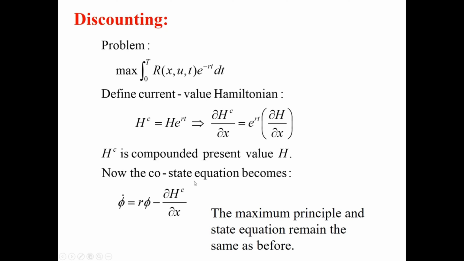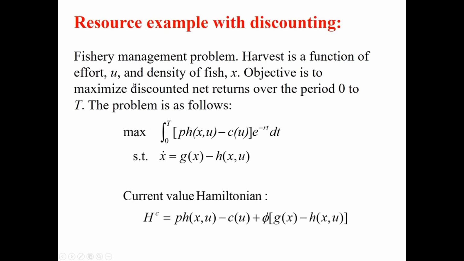Now the co-state variable becomes, in this case, phi dot is equal to r phi minus the partial of H^C with respect to x. We're going to change that. What we've done here is we've used phi instead of lambda, and we're going to go back and restate that using lambda and also dropping the C here. But this then is the new maximum principle in the case of discounting. And the other equations remain the same as before.